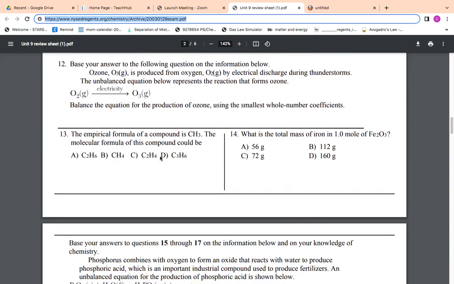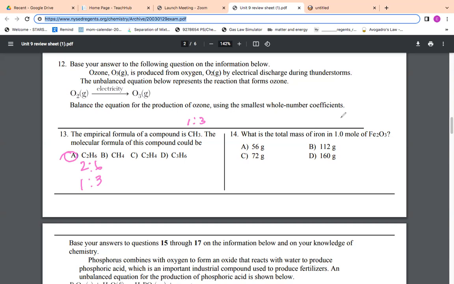Number 13. So we had a question like this before. So the empirical formula of a compound is CH3. So our ratio here is 1 to 3. We need to know what molecular formula could this have come from. So we need to find one of these has to have the same ratio, 1 to 3. So this one right here, this is 2 to 6, but we can reduce this because both are divisible by 2. So it would end up being 1 to 3. So this is the one that we're going to go with.